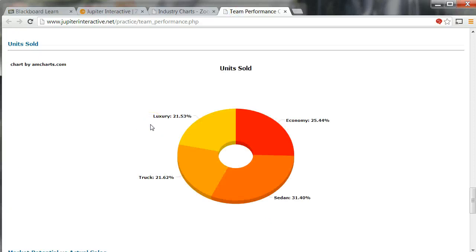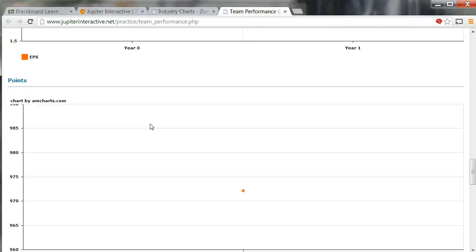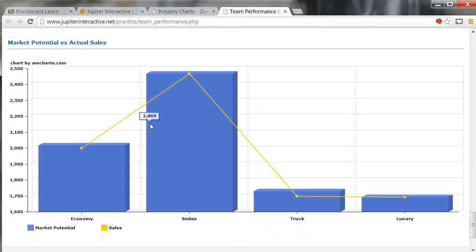There's this chart I like down at the bottom, here we go, market versus potential. Let's see here. I sold 2,000 cars. So my potential is the blue. So I could have sold 2,400 cars here, and I actually sold exactly met my potential. Okay. All right. So here I could have sold 1,700 cars, but I only built 1,700. I could have sold 1,729. Okay, so I'm pretty close.